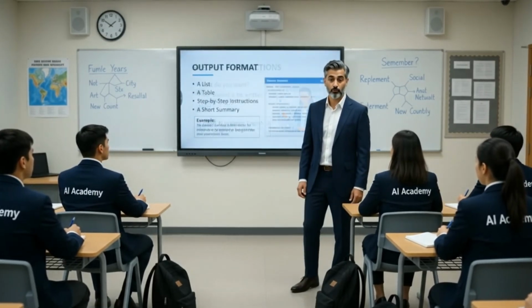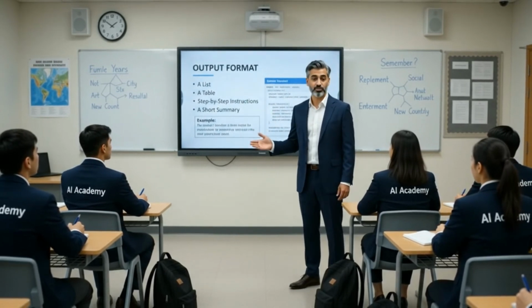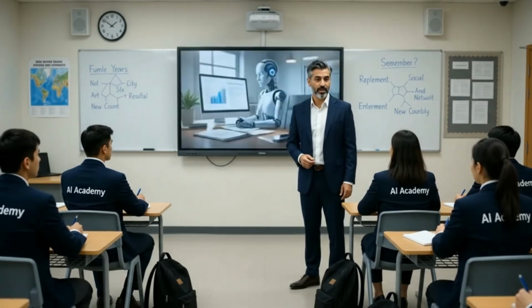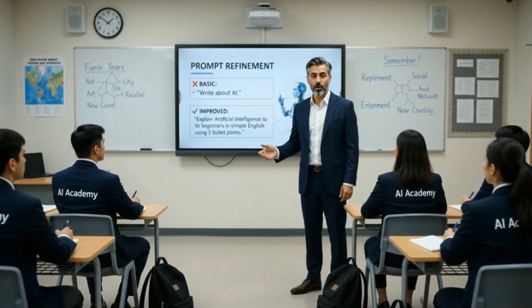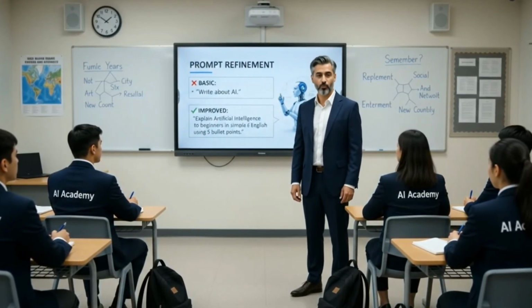Another important part of a good prompt is the output format. You can tell the AI exactly how you want the answer presented, such as a list, a table, or step-by-step instructions. Here is a simple example. Instead of asking, write about AI, we can improve the prompt by adding a clear audience, purpose, and format.